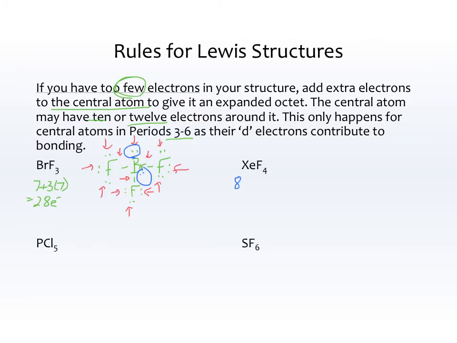Xenon is a noble gas. It has 8 valence electrons. Fluorine's in group 17, so it has 7, and there's 4 of them. 28 plus 8 is 36 electrons total. That's what we should be getting. So we'll start with Xe and put the fluorines around it. Then give everybody an octet.